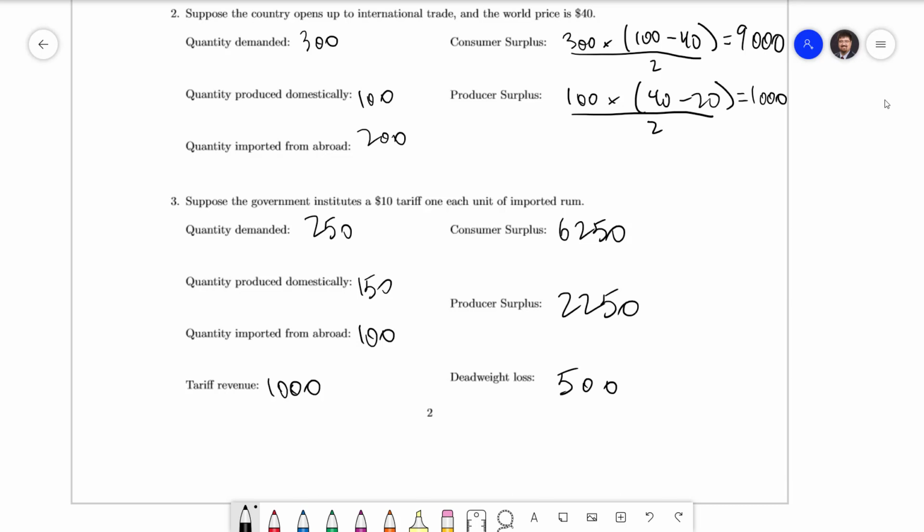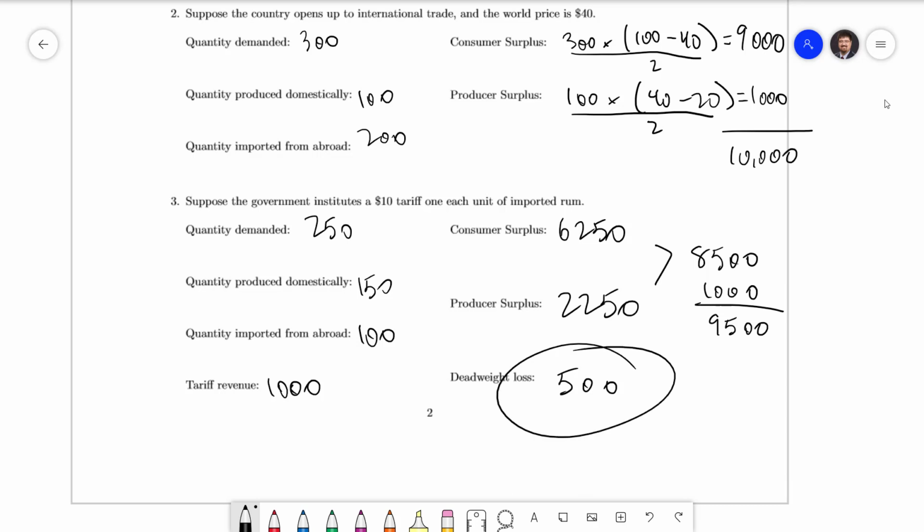We can check our work down here by adding up the consumer surplus, producer surplus, and tariff revenue. These two together are going to be 8,500. Adding in the 1,000 from the tariff revenue, we have 9,500. Total surplus up here without the tariff, 9,000 plus 1,000 is 10,000, and the difference has got to be the deadweight loss, which is 500. That's all there is to it.